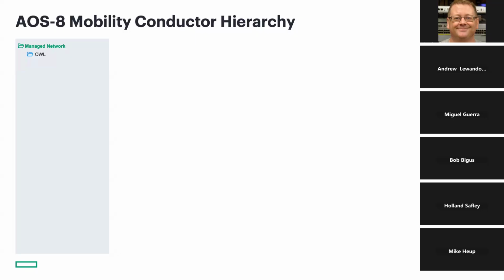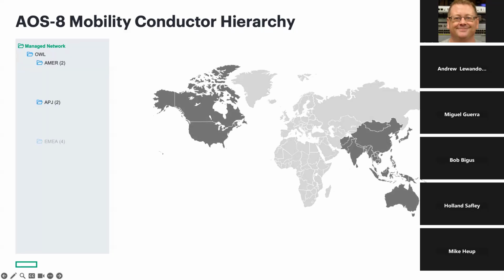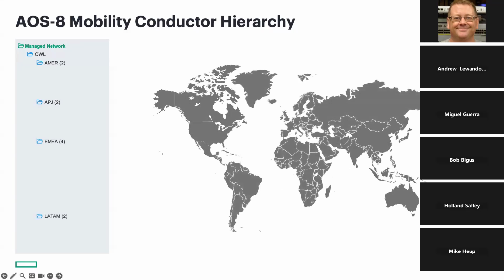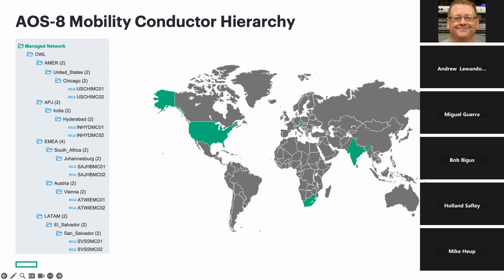So on the top folder on the left, you'll see the MM hierarchy. We have OWL, an OWL folder created under the managed network. The next level down contains 4 global regions, then countries below that, then sites named for their respective cities, and managed devices under each of the sites. So a typical AOS8 deployment hierarchy tree on the left.